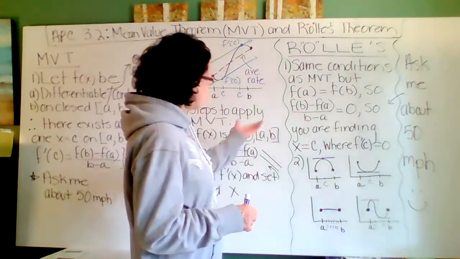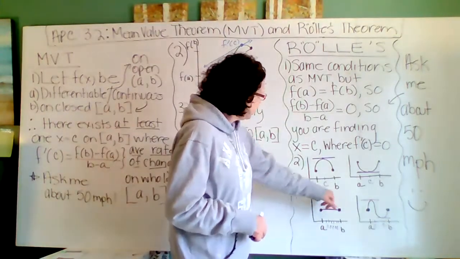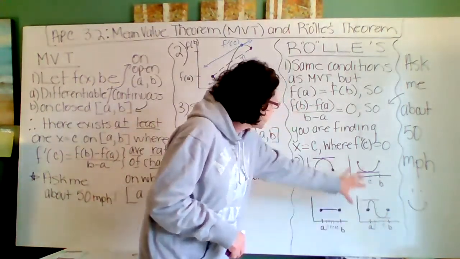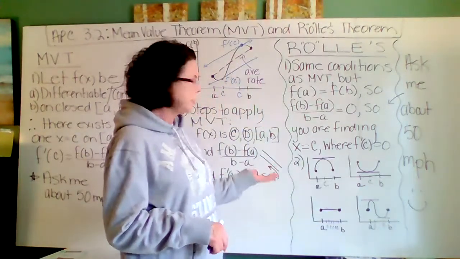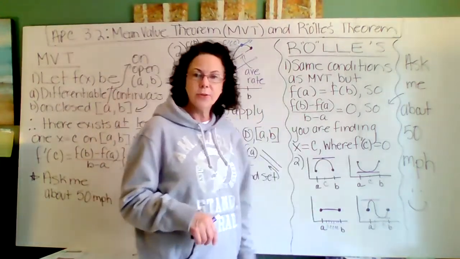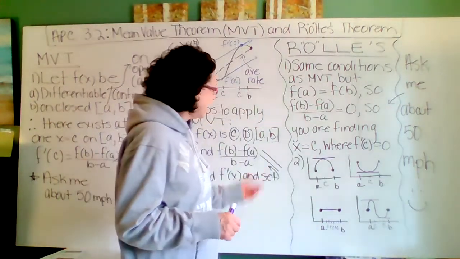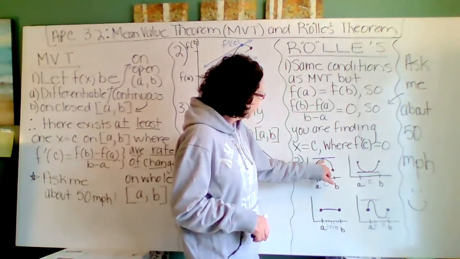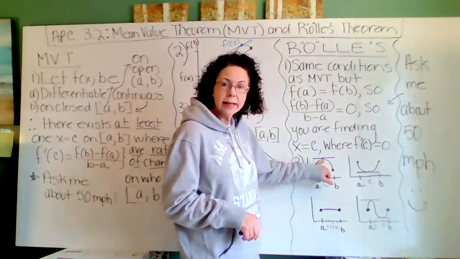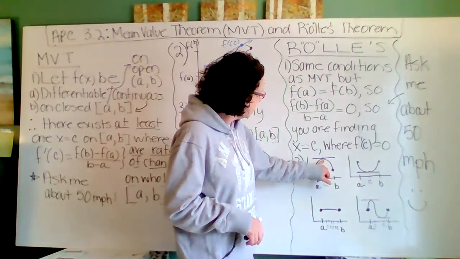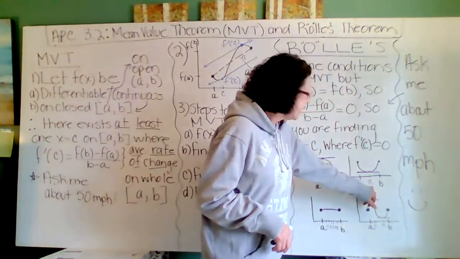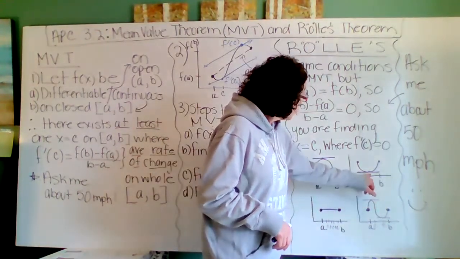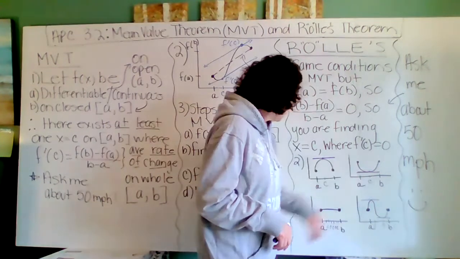Okay, here are some examples. Take a look. A, B, A, B. Notice on all of these pictures, I drew the functions in black, and they are continuous and differentiable. And notice right here, between A and B, here's where the tangent line has a slope of 0. The derivative is 0. Notice here, guaranteed. Here's where the tangent line has a slope of 0.